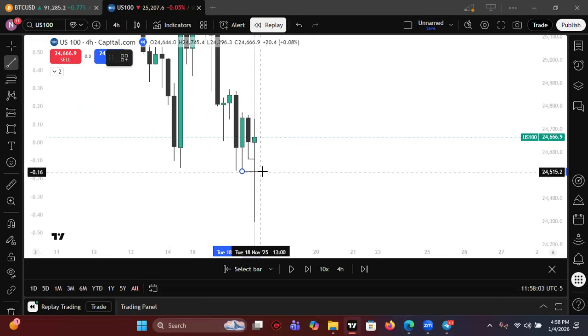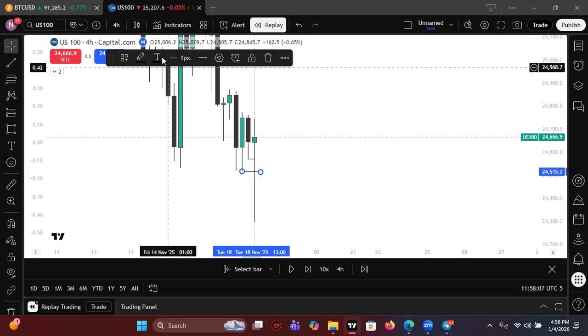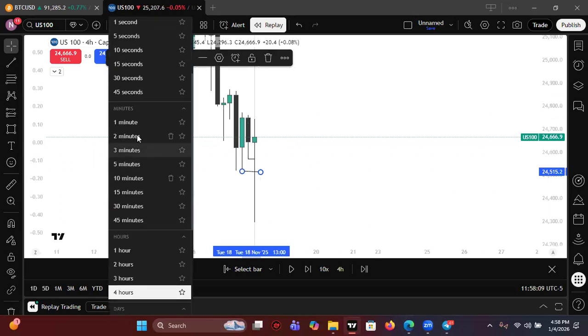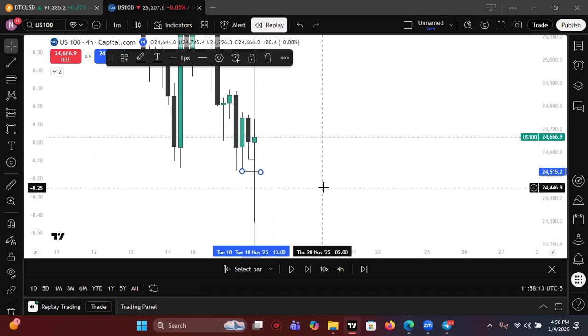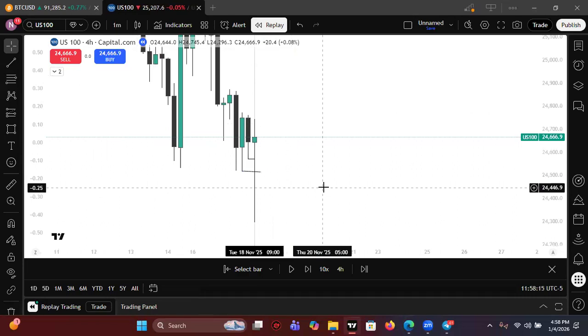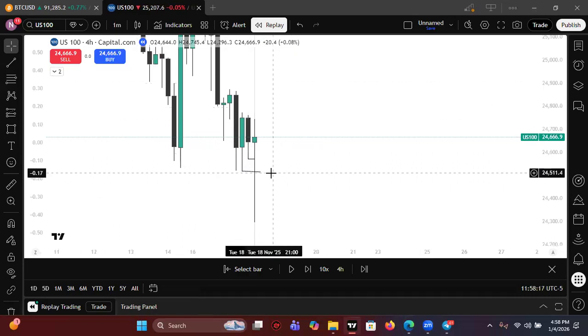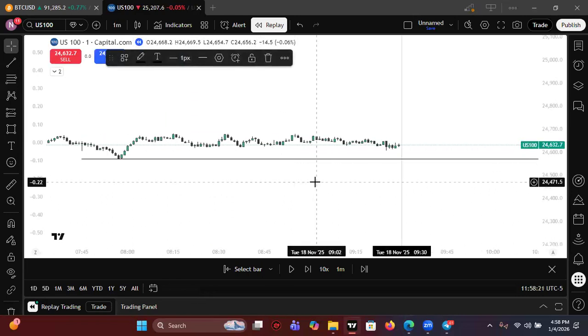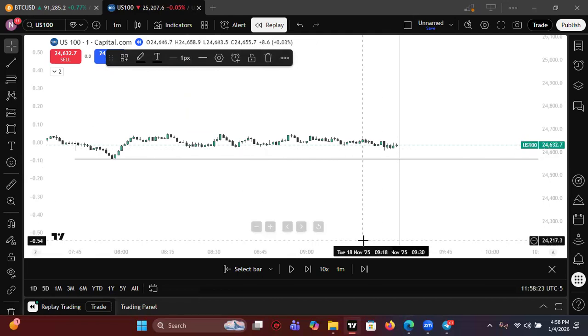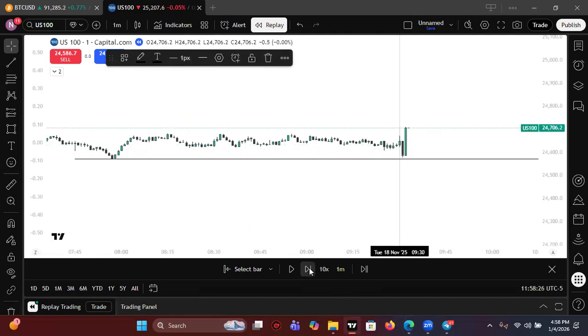So the market 930, I think 930 manipulated to take this external liquidity, right? So let's go to the 1 minute time frame and let me explain some stuff. Let's wait for 930 to see.